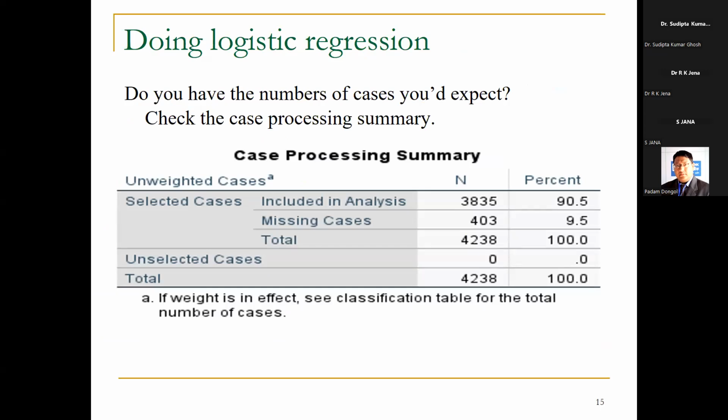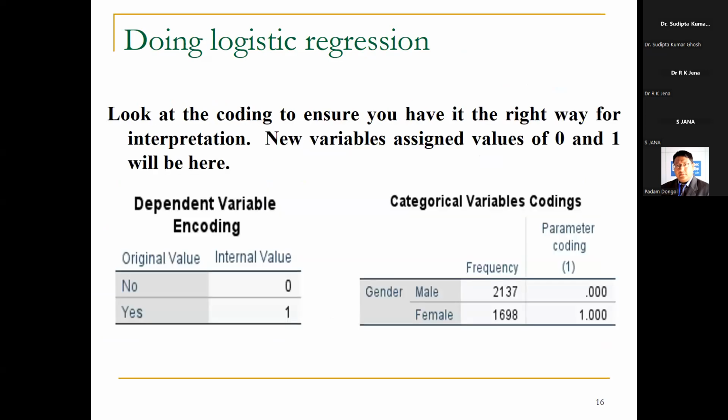Next, we will find the dependent variable encoding and categorical variable encoding. In dependent variable encoding, No stands for 0 and Yes stands for 1. No means no heart disease, and 1 means yes, there is a heart disease. In the categorical variable, we have gender, male and female. Male is our reference group, and female is the other group. We have to find out the chance of a female having heart disease with reference to the male.